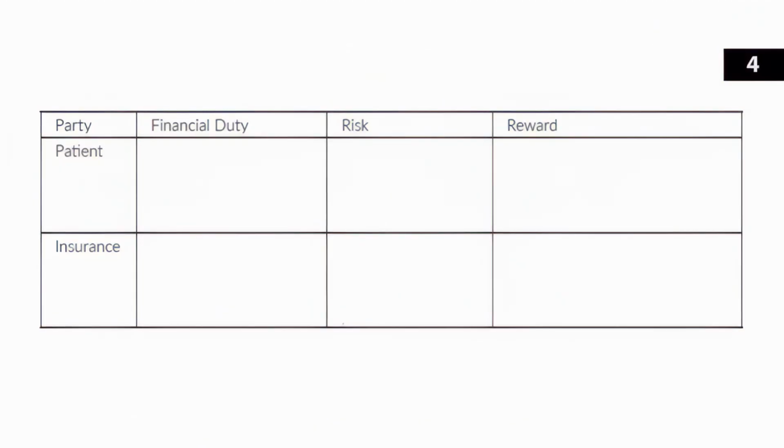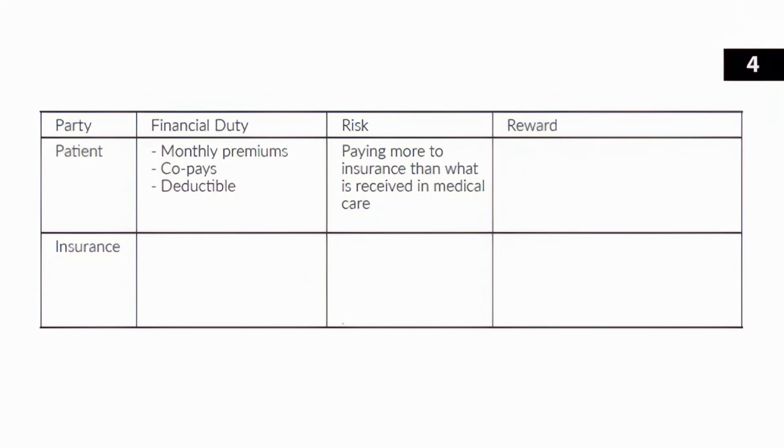Next, let's talk about the third-party payer system or private pay health insurance. The financial duty of the patient is to pay the monthly premiums, copays, and deductibles we just discussed. The risk is paying more in insurance than what is received in medical care. And this is particularly common in young patients who pay into the system but don't need much health care. So from a certain perspective, it's a waste of money for a young patient to buy insurance. And we'll talk about why that's an issue in a minute.